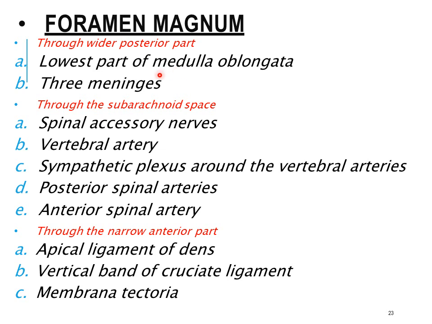So along with that, you see the medulla oblongata passing through the posterior part of the foramen magnum, and through the subarachnoid space, the spinal accessory nerves, vertebral artery, sympathetic plexus around the vertebral arteries, posterior spinal arteries, anterior spinal artery. So they pass through the foramen magnum. Through the narrow anterior part, we have apical ligament of dens, vertical band of cruciate ligaments and membrana tectoria. These are the structures passing through the foramen magnum. All these structures you have to memorize.